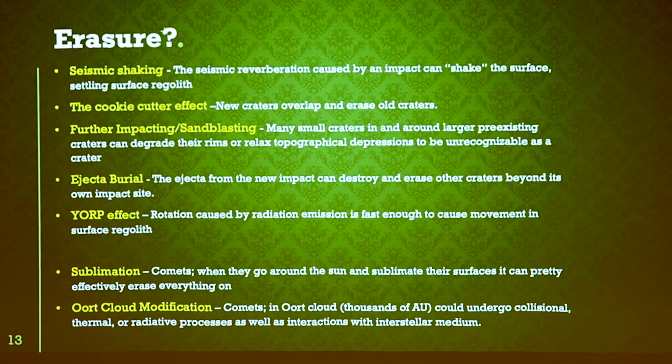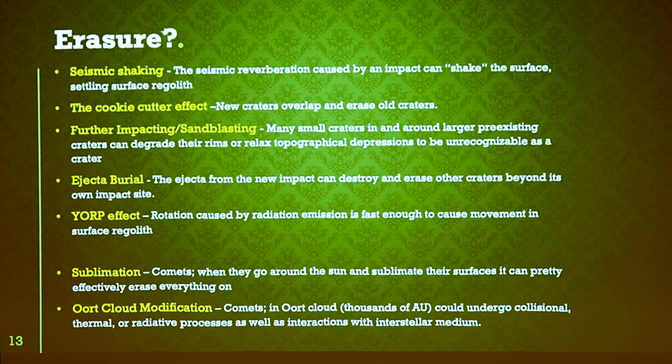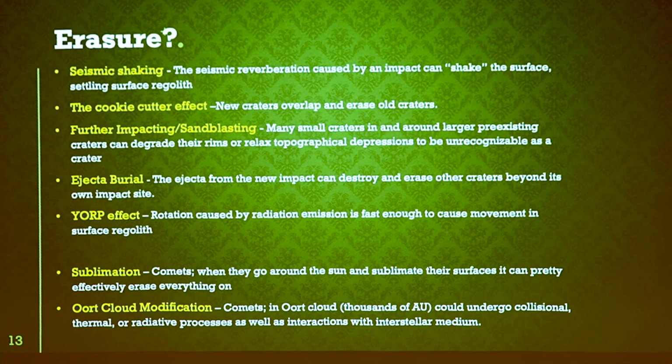The Yarkovsky effect, which was brought in mostly for rubble piles: the rotation caused by radiation can cause a body to spin fast enough that the regolith slopes down and either degrades or fills in smaller craters. And then sublimation and Oort cloud modification were exclusive to comets, but unfortunately, like I said, all of our comets failed that third criterion, so we didn't have them.